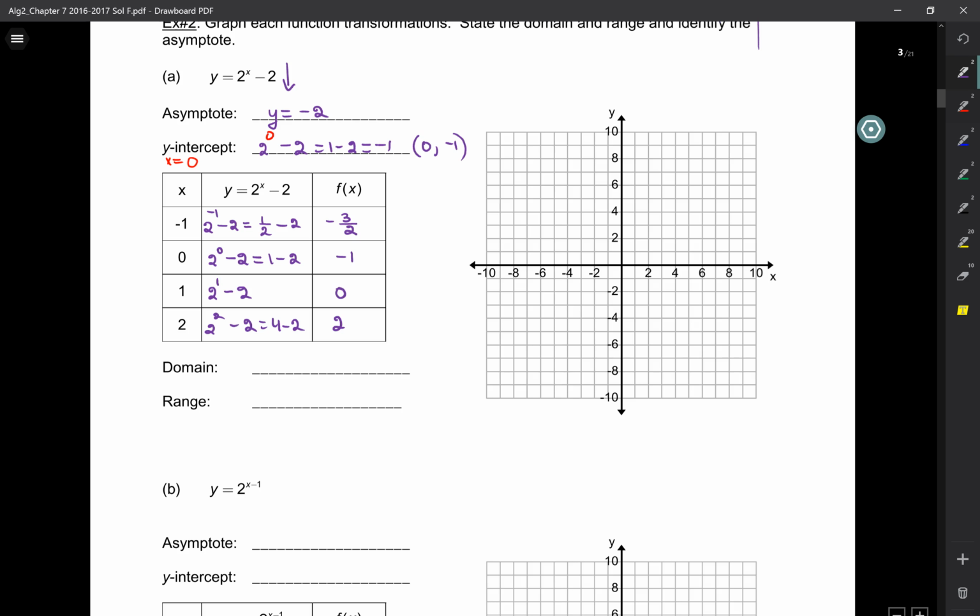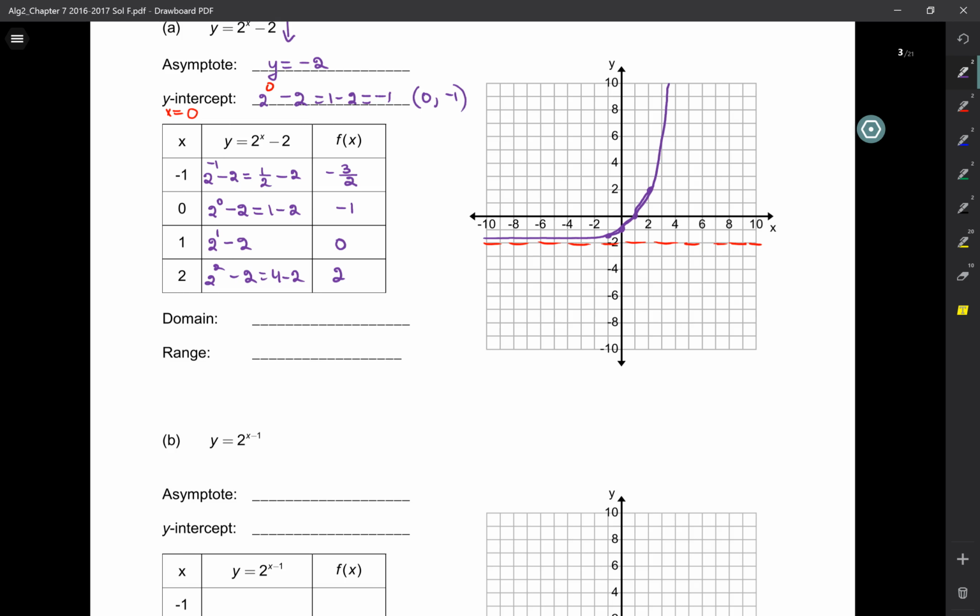All right, so let's see. I'm first going to put in my asymptote. It's at y equals -2 this time, right there. Okay. At -1, it's at -1.5 here. At 0, we're at -1. At 1, we're at 0. And at 2, we're at 2. Okay, we got to follow the asymptote, come over, and we'll go up exponentially. Okay?